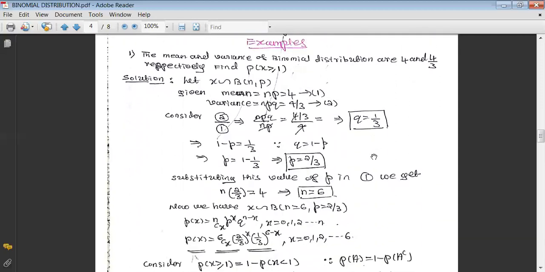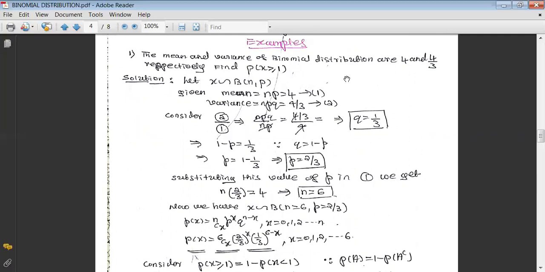Now let us go with some examples on binomial distribution. Let us go with the first one. The mean and variance of a binomial distribution are 4 and 4 by 3 respectively. Find the probability of the variable x taking values greater than or equal to 1.